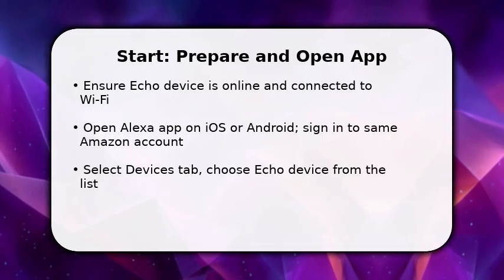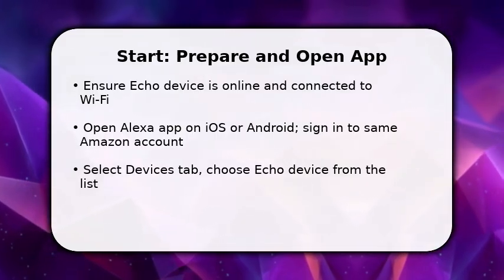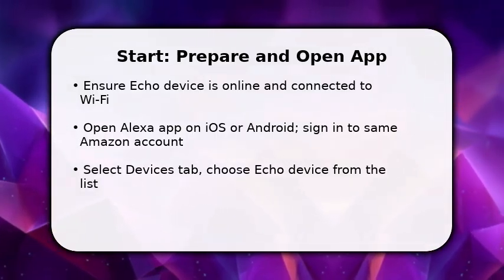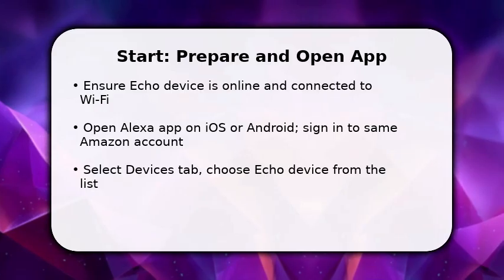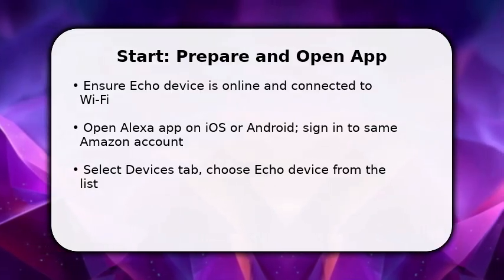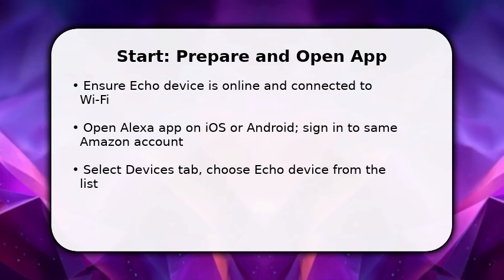You're now in the Device Settings view. Tap the gear icon or device name to access its options. This first step sets the stage, because wake word changes are applied per device, not account-wide.